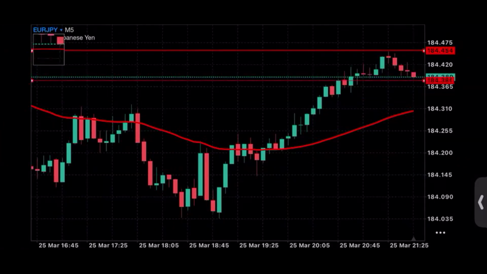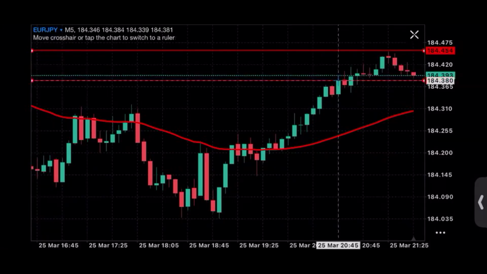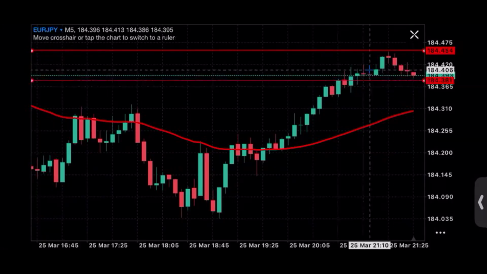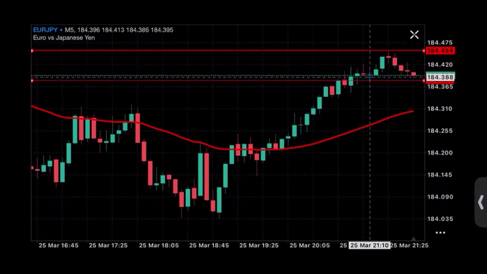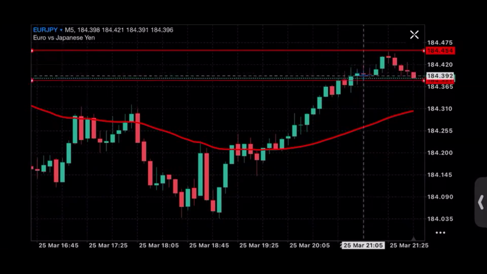This was the last low before price went up. What I'm saying is that this is the higher low compared to this low. So this is the last low. This red candle here is what is known as the low before the market moved up.